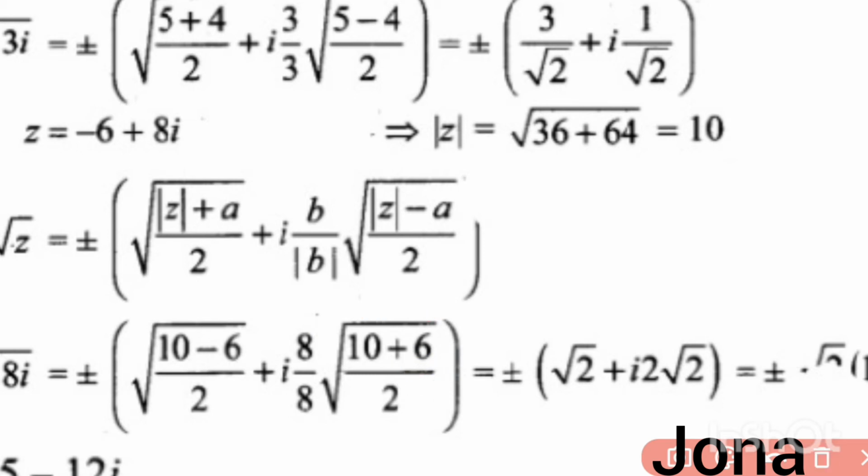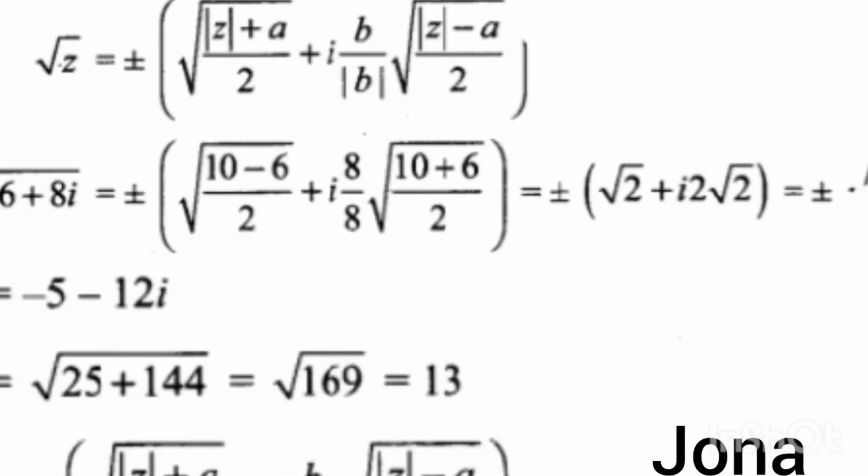Then the simplification of this: 10 minus 6 is 4, 4 by 2 is 2. Root 2. Plus we can cancel here and here. 10 plus 6 is 16. Square root of 16 by 2: 16 by 2 is 8. So we have root 8. Root 8 is nothing but 2 root 2. So the answer will be plus or minus (root 2 plus i times 2 root 2), that is root 2 times (1 plus 2i) here.